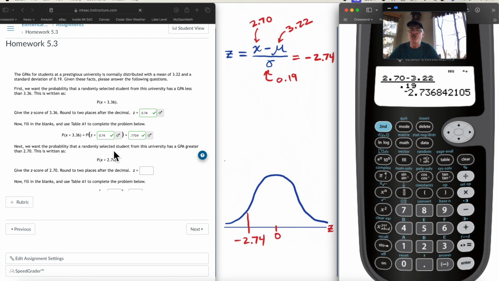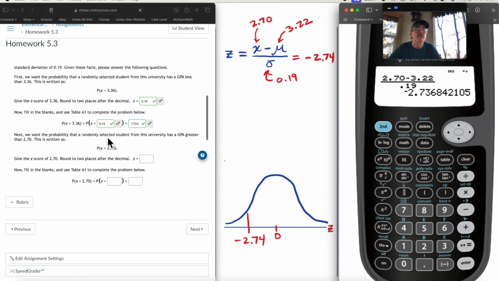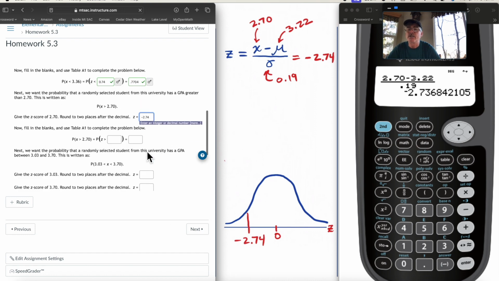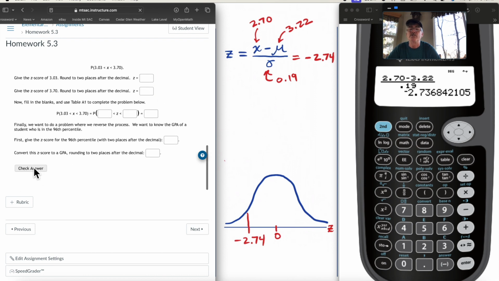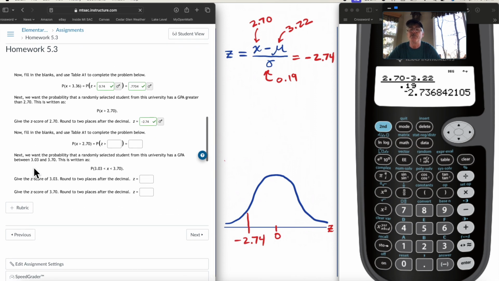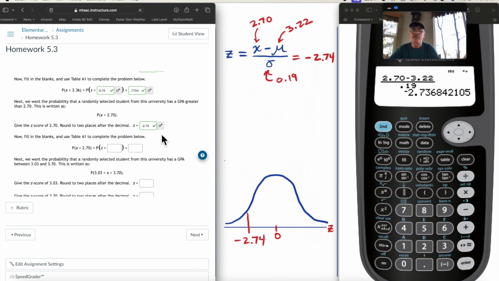Like that, and I think we can check this. So let's put in the negative 2.74, should be okay. Fingers crossed. And I will check it because I don't want to make mistakes from that. So let's just look real quick here. That one was okay right here. So the probability that x is bigger than 2.70 is the same as the probability that z is bigger than negative 2.74. Like that.